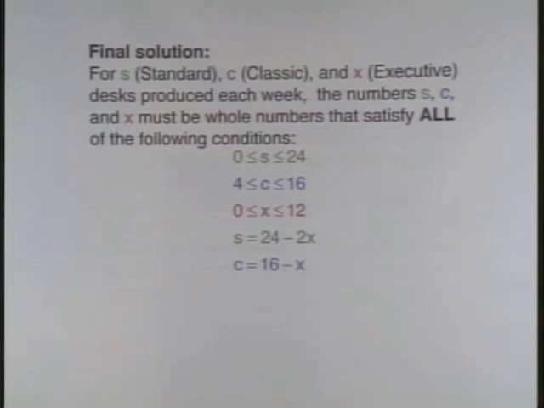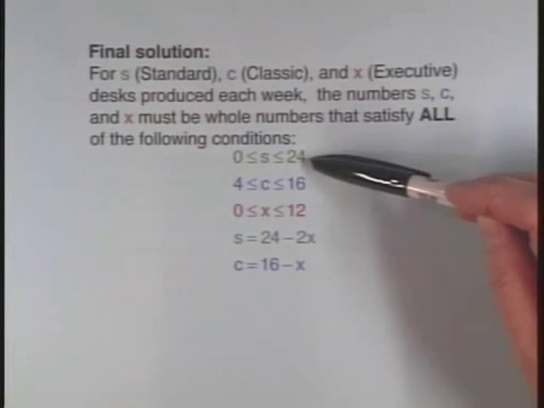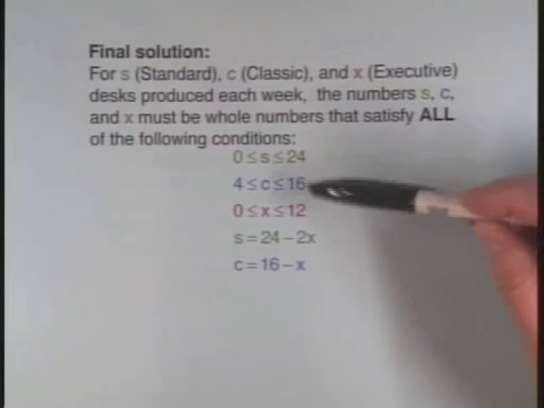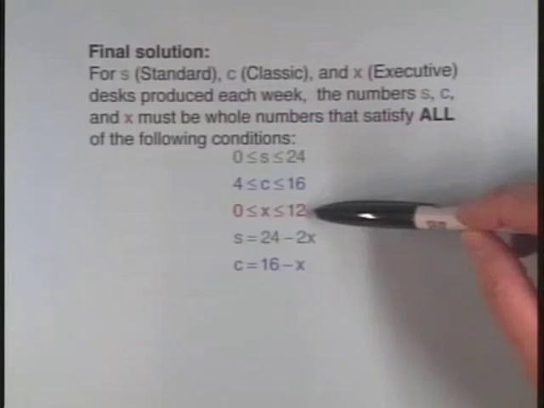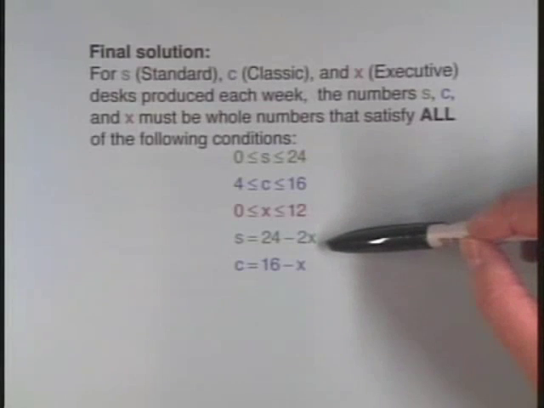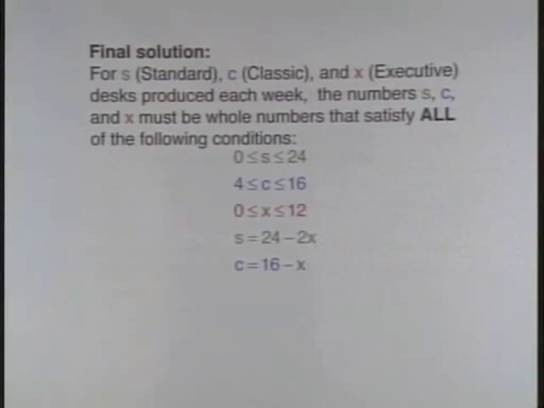For a final solution, for S, standard desks, C, classic desks, and X, the number of executive desks produced each week, the numbers S, C, and X must be whole numbers that satisfy all of the following conditions. 0 is less than or equal to S is less than or equal to 24. 4 is less than or equal to C is less than or equal to 16. 0 is less than or equal to X is less than or equal to 12. S is equal to 24 minus 2x, and C is equal to 16 minus x.